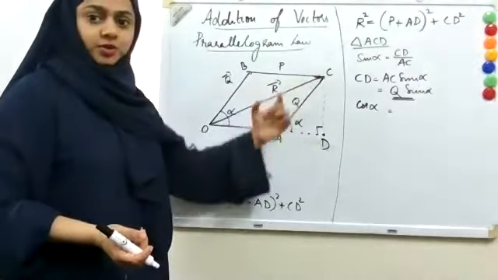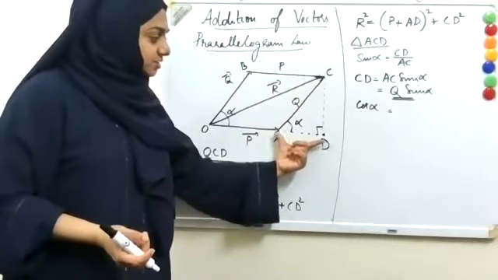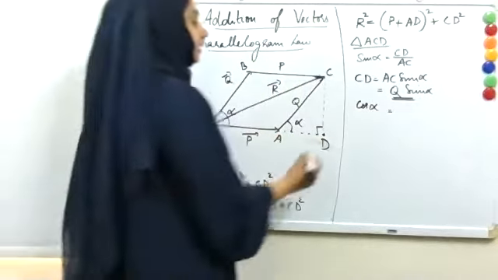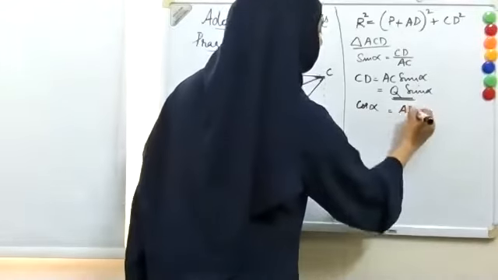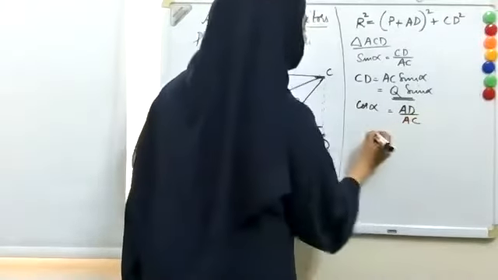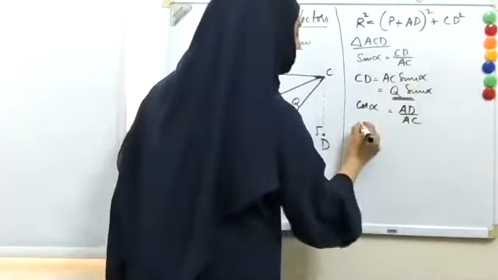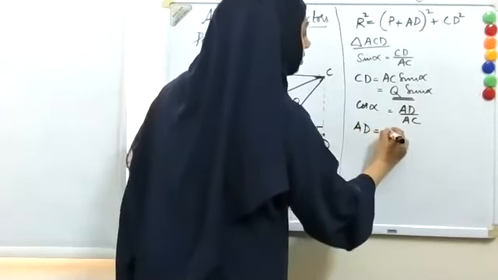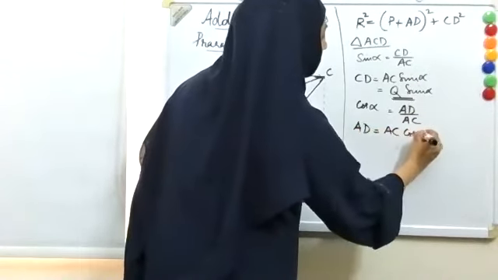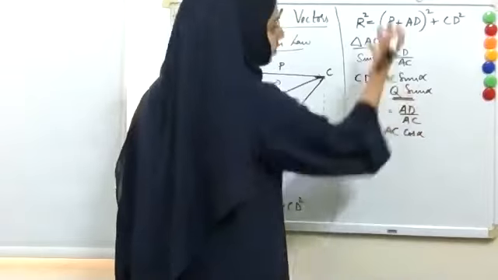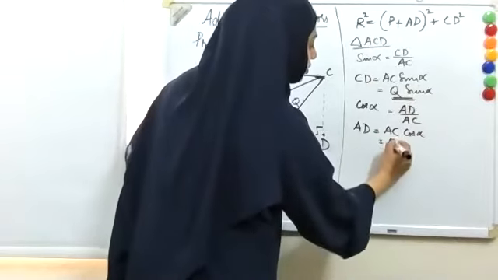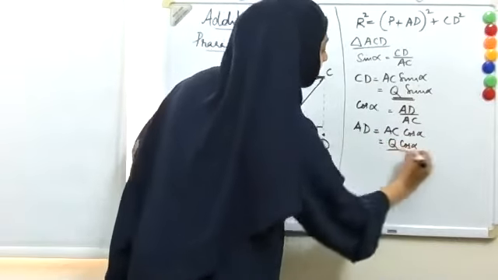Adjacent by hypotenuse. What is adjacent? AD by AC. Yeah, so AD divided by AC. So I need AD, right? So AD is equal to AC cos alpha. And AC, I know it's Q. So AD is equal to Q cos alpha.